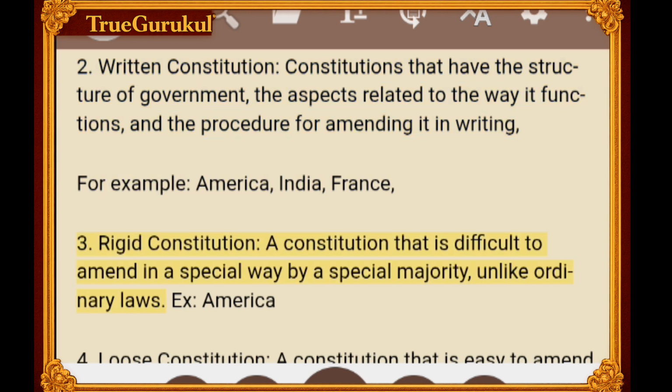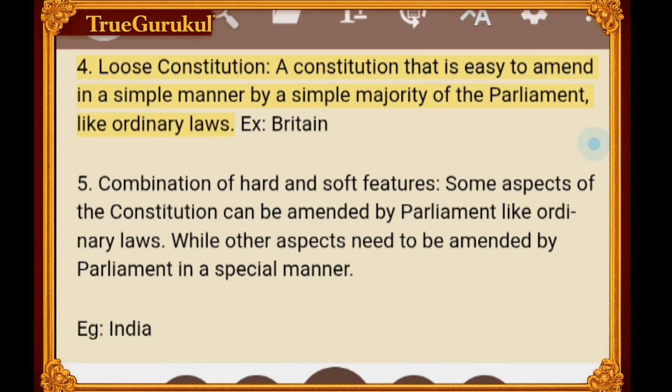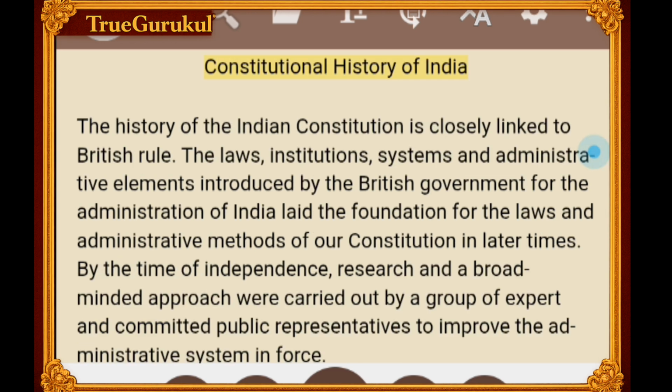3. Rigid constitution, a constitution that is difficult to amend, requiring a special majority, unlike ordinary laws. For example, America. 4. Loose constitution, a constitution that is easy to amend in a simple manner by a simple majority of the parliament, like ordinary laws. For example, Britain. 5. Combination of hard and soft features, where some aspects of the constitution can be amended by parliament like ordinary laws, while other aspects need to be amended by parliament in a special manner. For example, India.